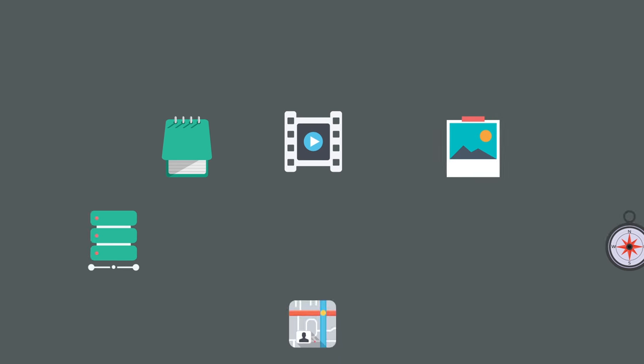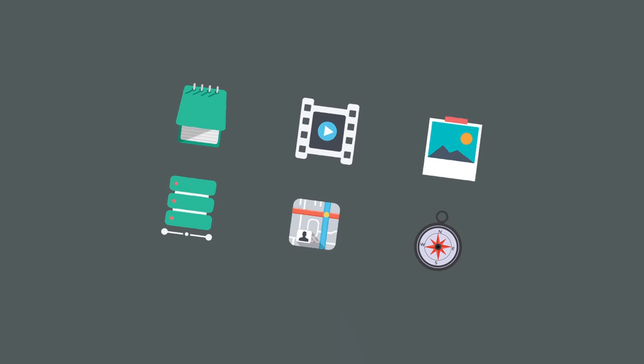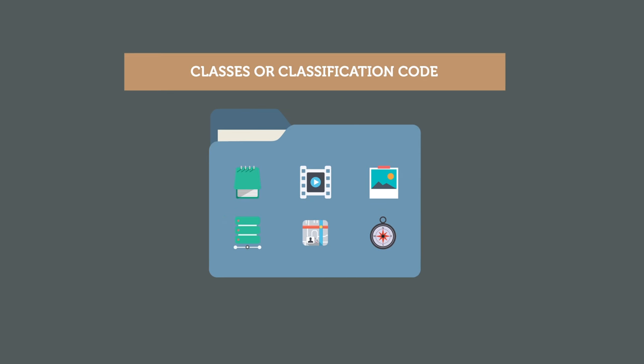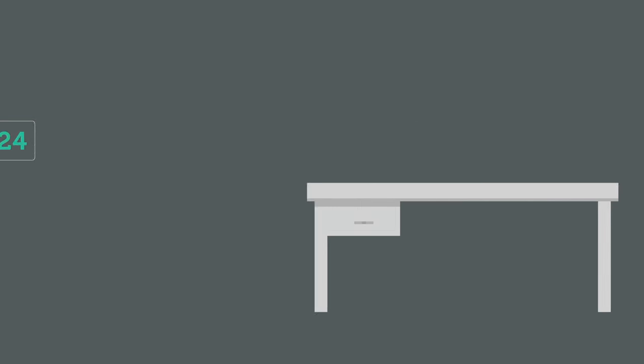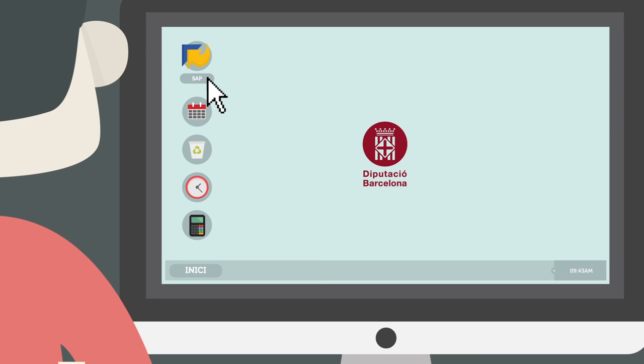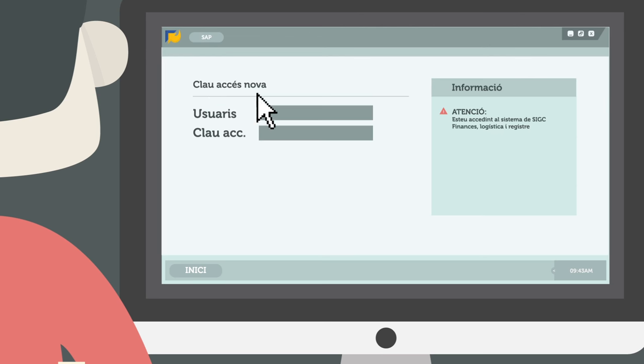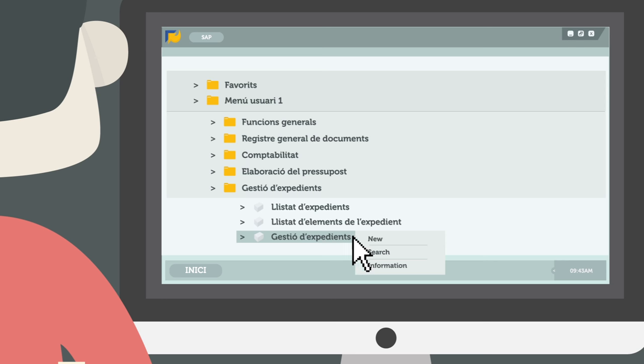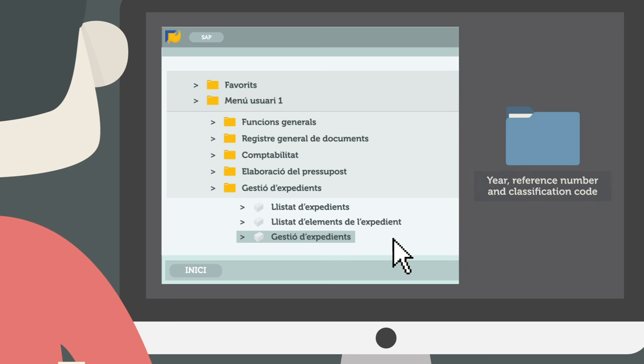The most important aspect of a good classification system is understanding the types of records we generate and therefore the types of classes we deal with. Classes are key to classification. We now use SAP that allows us to classify records and information. In order to organize records, we must create a new file that will hold all the information generated by one activity. This file will be labeled with a year and correlative number, and all records added to the file will have the same classification code or class, which is the same.